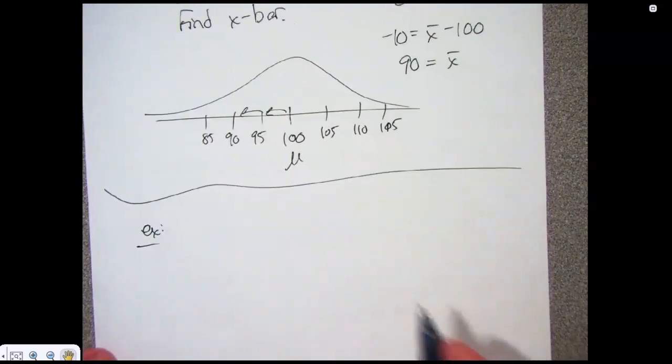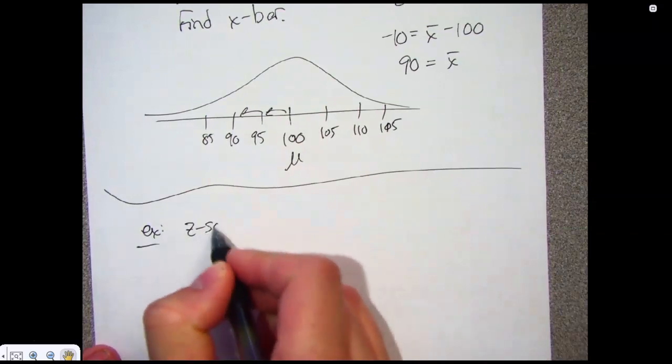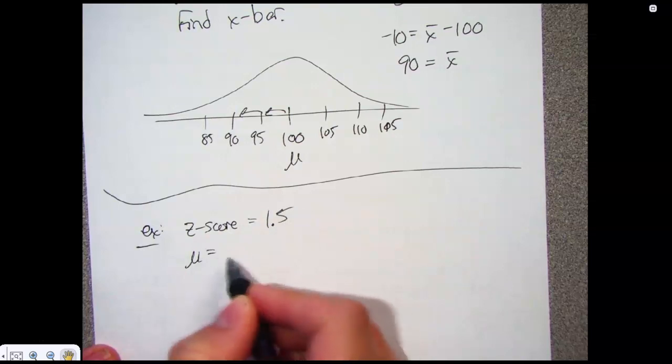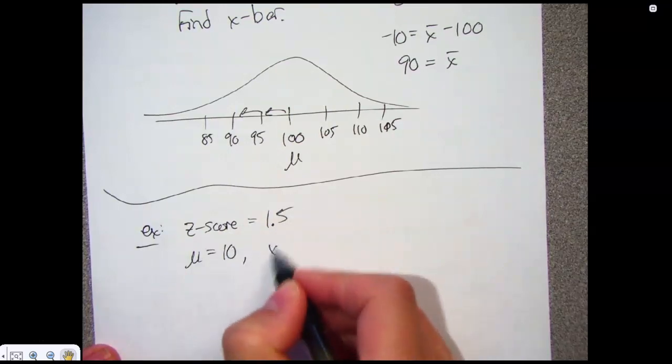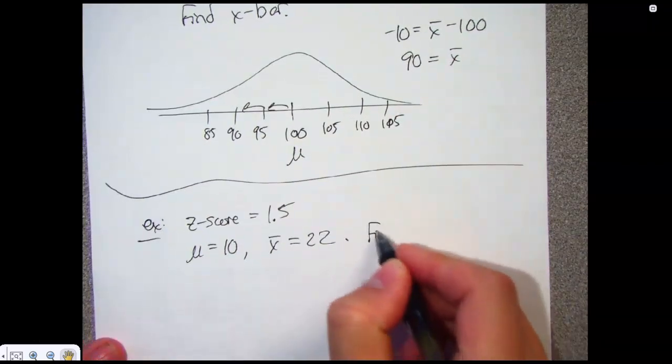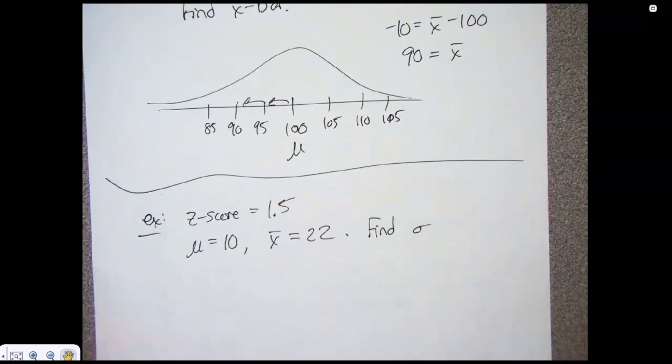I can leave the standard deviation blank. So let's say z-score equals 1.5, mean equals 10, x bar equals 22. Find the standard deviation.